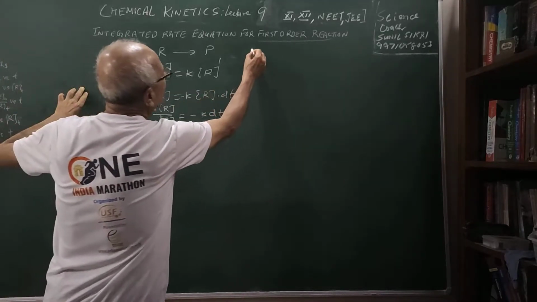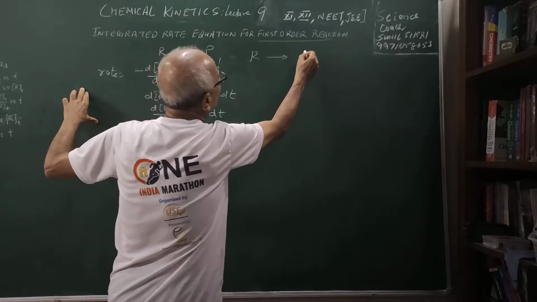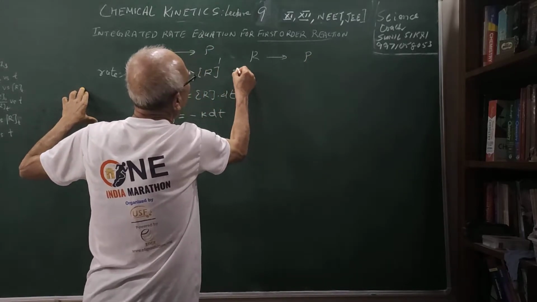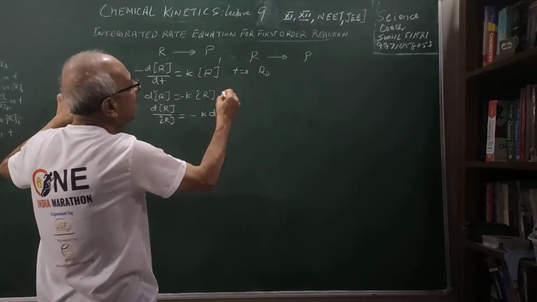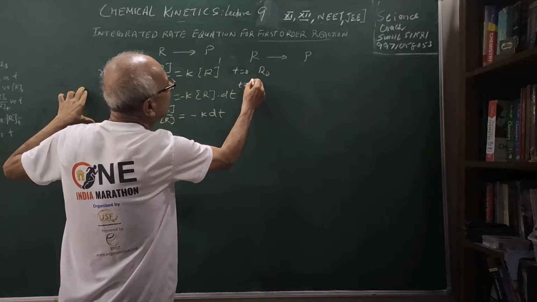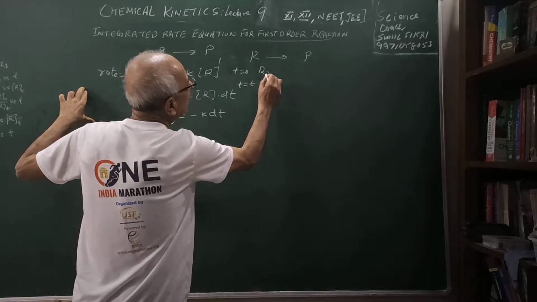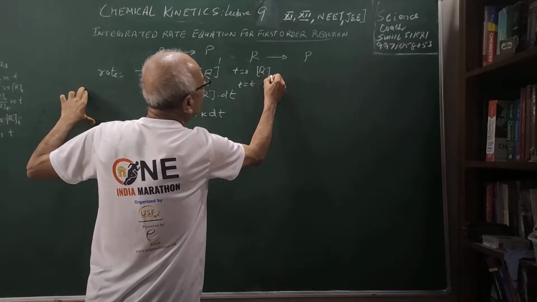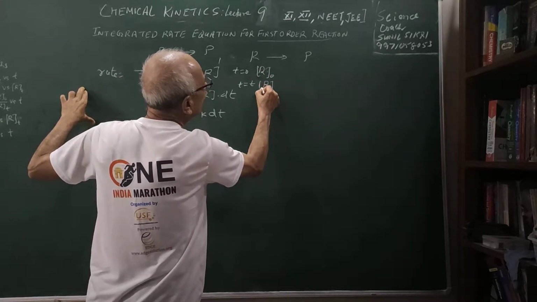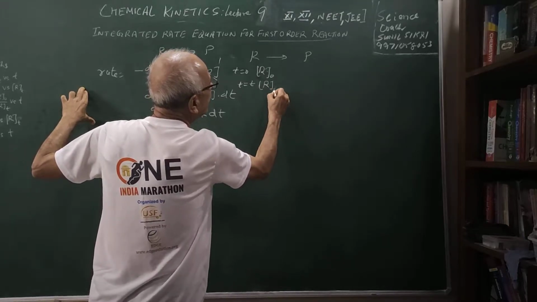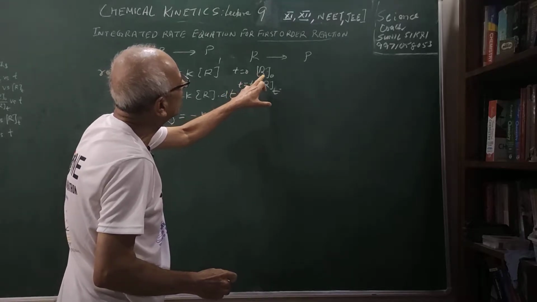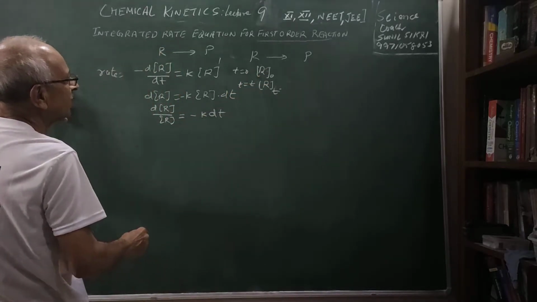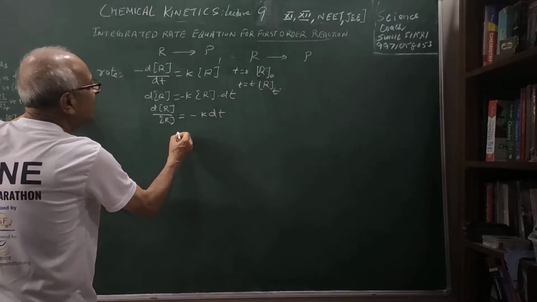If I say that this is the reaction which is taking place, at time t equal to 0, R0 is the concentration of R, and at time t equal to t, the concentration of R I am writing as Rt. So Rt is the concentration of R at time t, and at time t equal to 0, R0 is the concentration. So we are going to now integrate this.